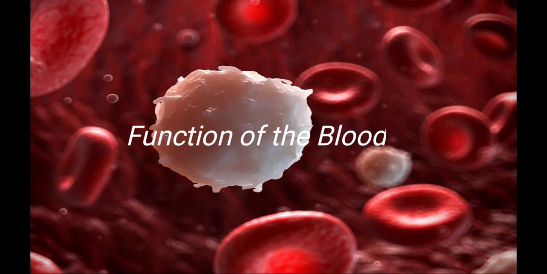Blood carries hormones from the endocrine glands to different body organs. Blood carries the waste product called urea from the liver to the kidney for excretion in the form of urine. The blood regulates body temperature. The blood contains platelets which form a clot around the wound, thus preventing blood loss.